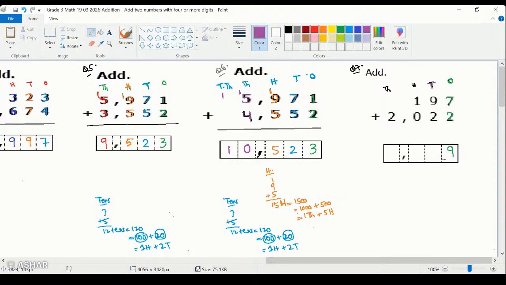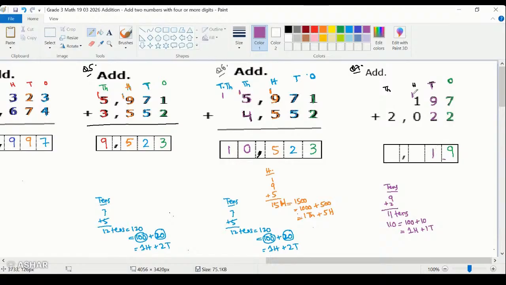When you look at tens, 9 plus 2 means 11 tens. That means 110, which can be written as 100 plus 10. 100 can be written as a single hundred and there are single tens. Agreed? So we write 1.